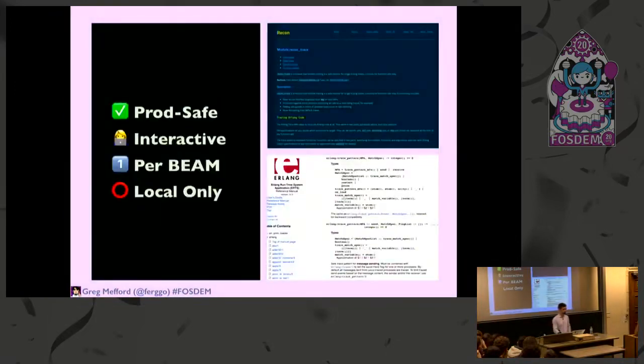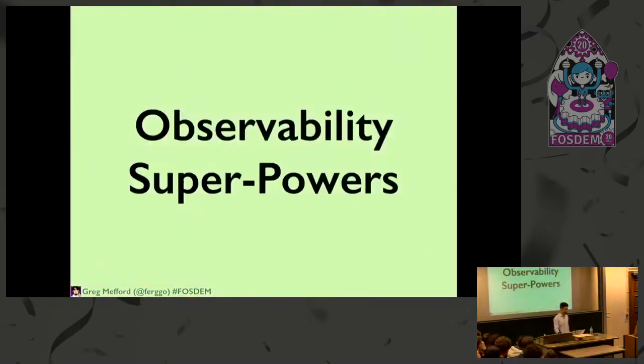Some really nice features about this is that it's production safe as well as development. It's very useful for interactive troubleshooting and debugging of your system. Some downsides, you can only have one per BEAM, and it's only for local tracing, so you can't trace across distribution.